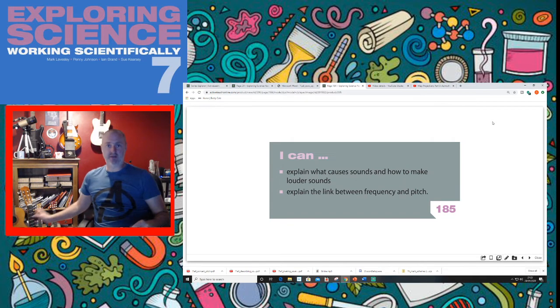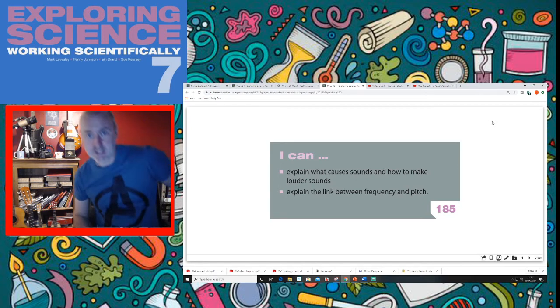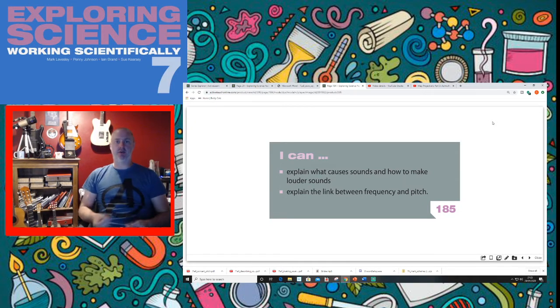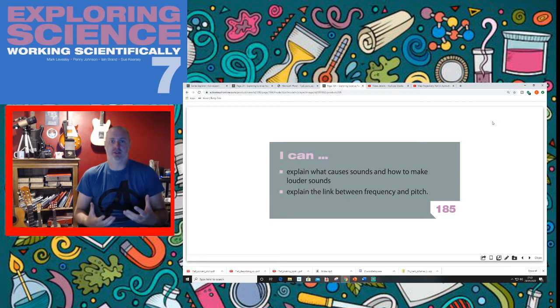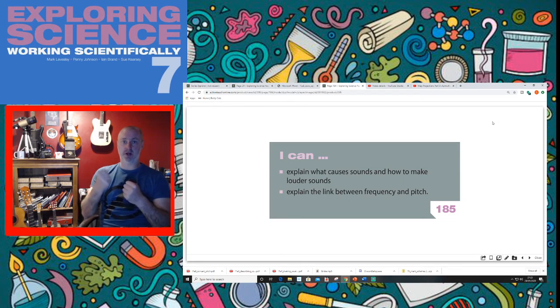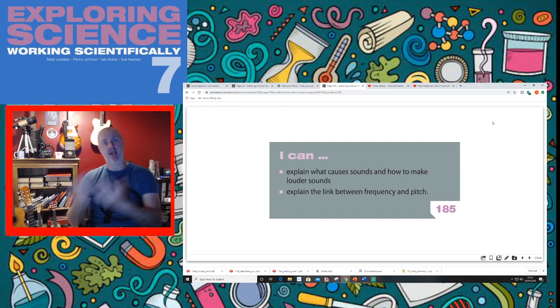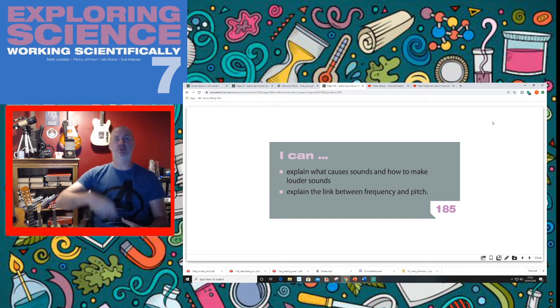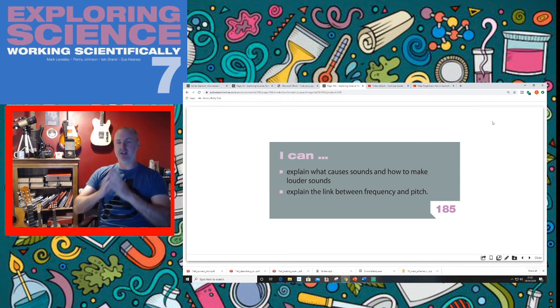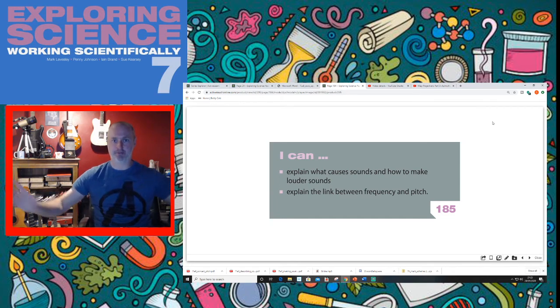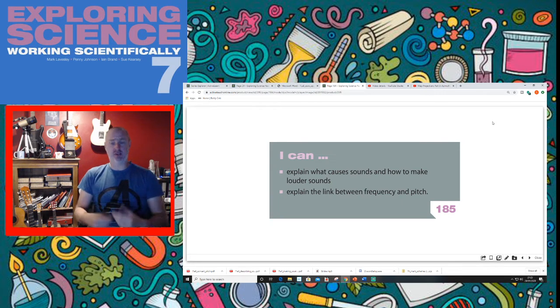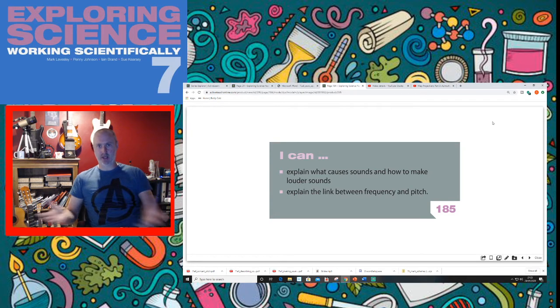Well, when that string vibrates, it bashes into the air around it, and the air also starts to vibrate, starts to oscillate. And those air particles that are now vibrating bang into the air particles next to them, which causes them to vibrate and oscillate. And this energy spreads out. It's a wave. It's called a longitudinal wave, and we're going to come on to that more in the next video. But it is a wave, and sound spreads as a wave.